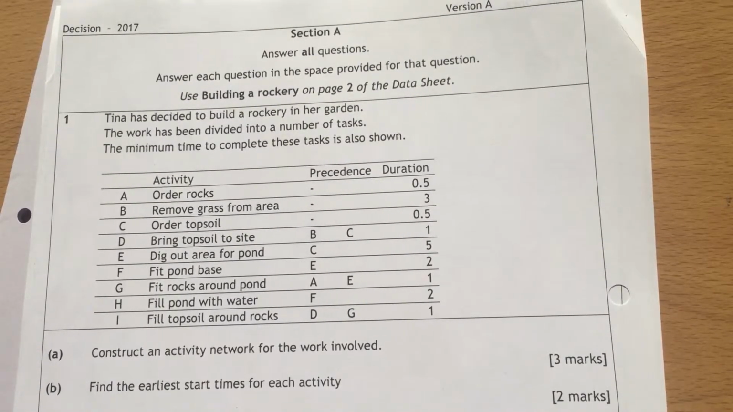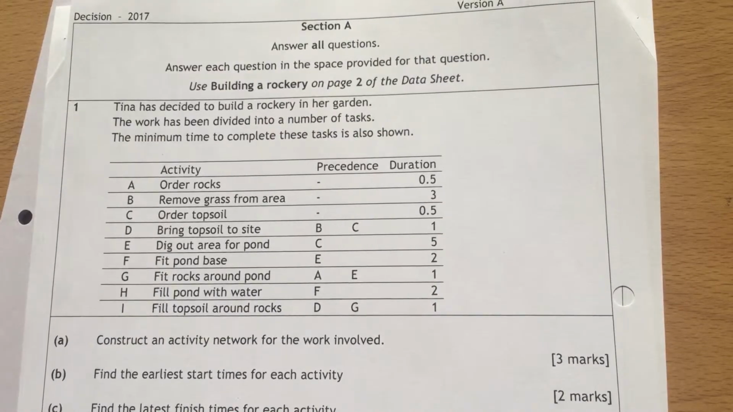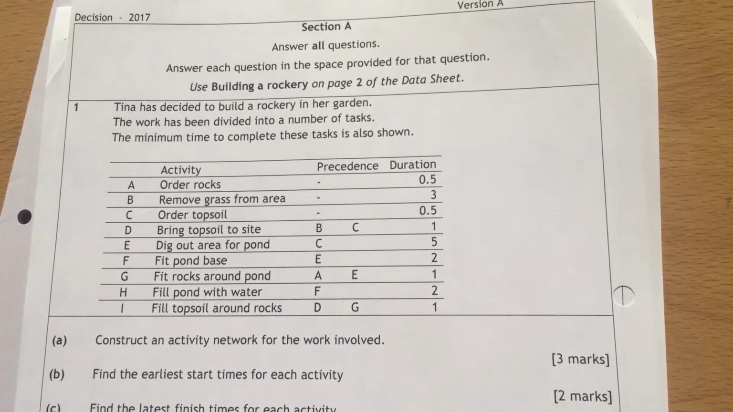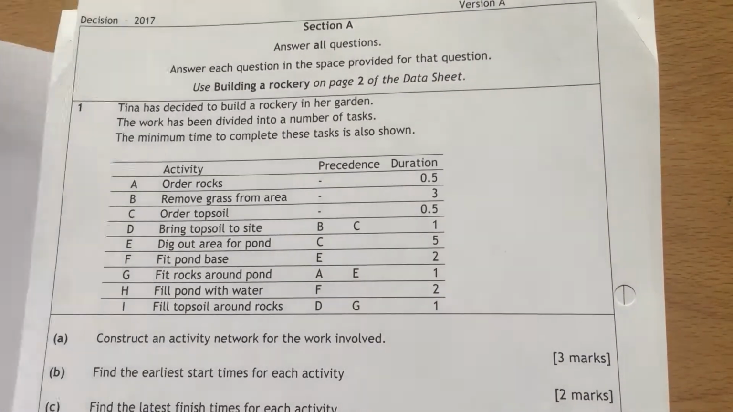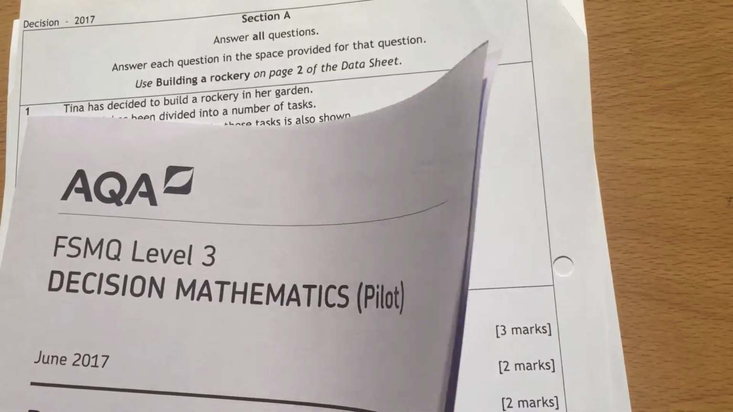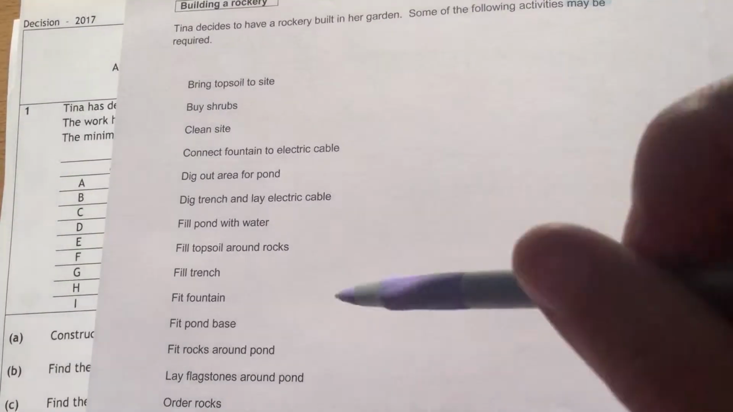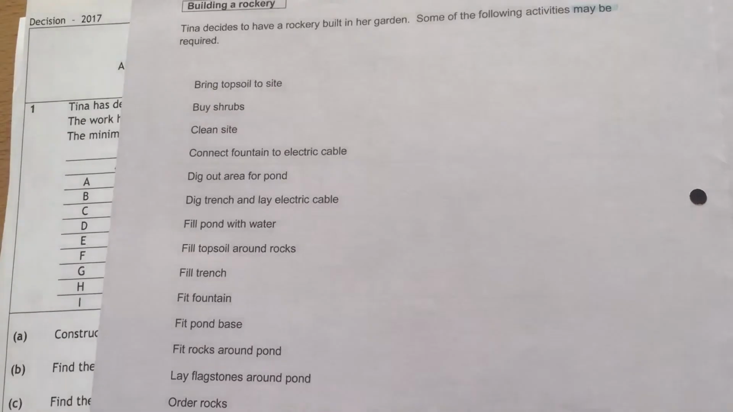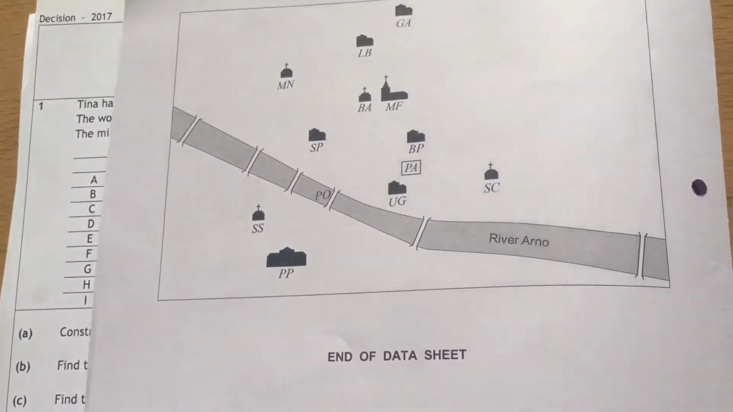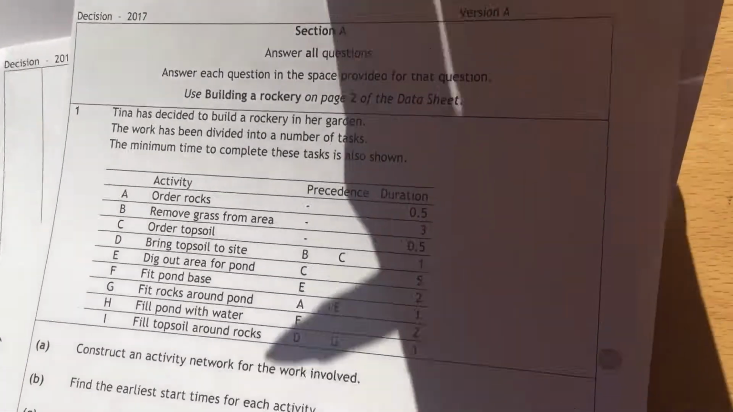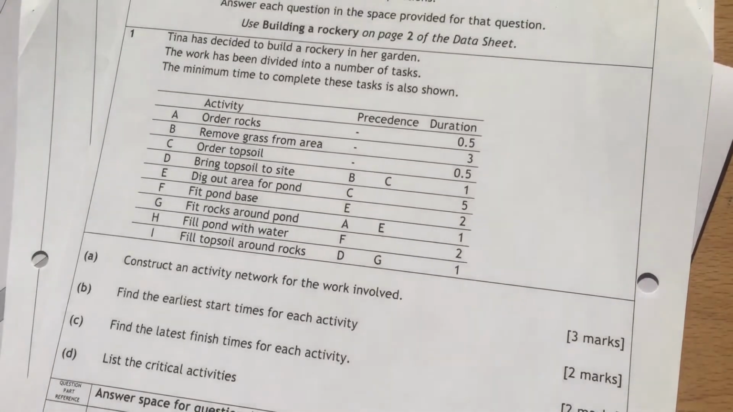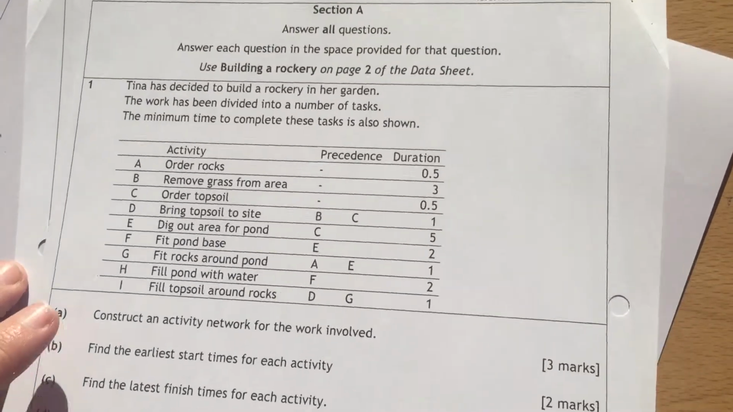This is version A for Decision 2017. So it's using the datasheet for building a rockery. As you can see here, this is an alphabetical order. However, by the time it gets into a question, it'll be written in the order you need to do the tasks.